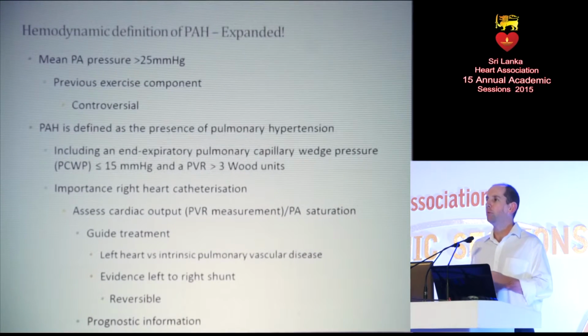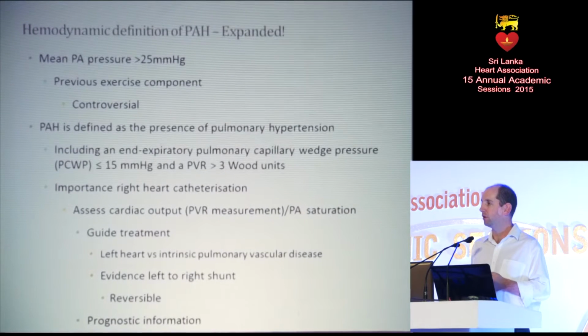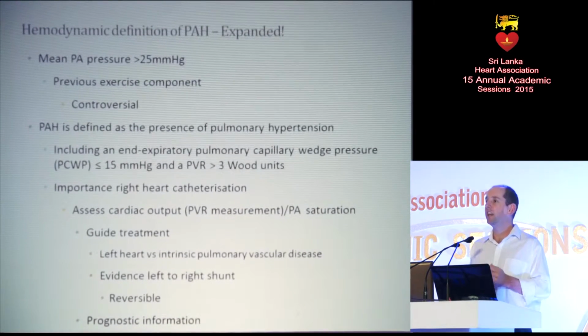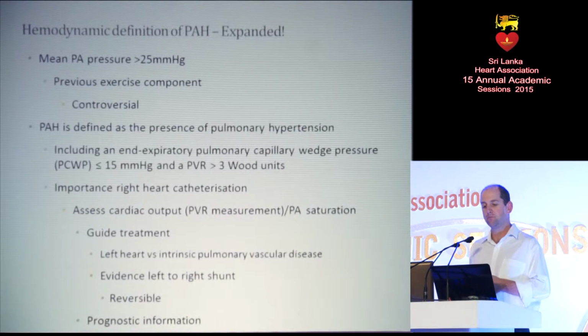I think it's very important when talking about pulmonary arterial hypertension that we exclude left heart disease by having a normal pulmonary capillary wedge pressure of less than 15 millimetres of mercury, as well as an elevated pulmonary vascular resistance of more than 3 Wood units. And that really highlights the importance of the right heart catheter, because we need an assessment of cardiac output in order to accurately assess pulmonary vascular resistance.